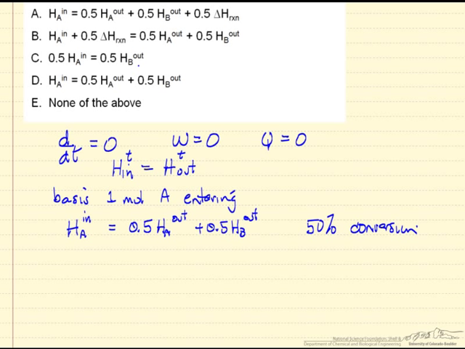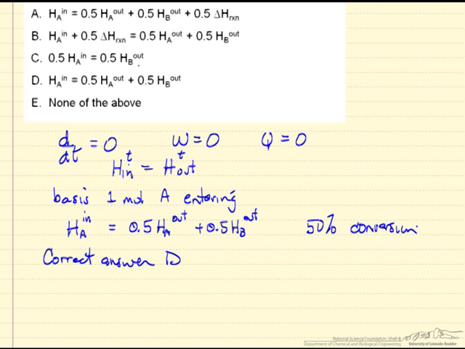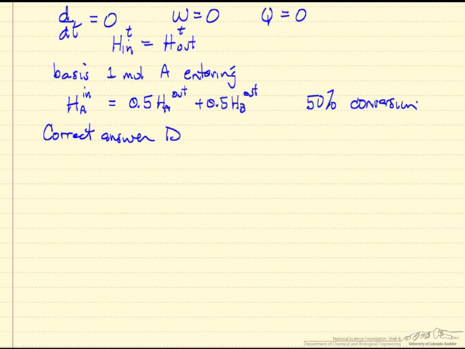Enthalpy of A in is equal to enthalpy of A out at the outlet conditions times 0.5, plus the enthalpy of B out at outlet conditions. Remember, this is kilojoules per mole, for example, times 0.5. So this means the correct answer is D for this system. And the question arises: how did we account for the heat of reaction in this type of energy balance? The easiest way to understand that is to look at some more specific numbers.